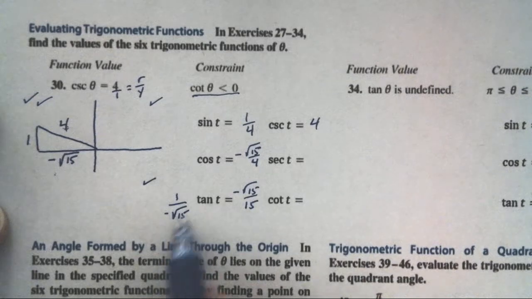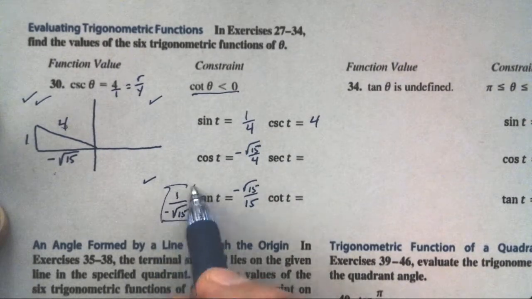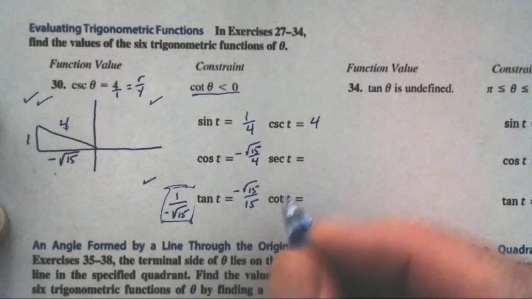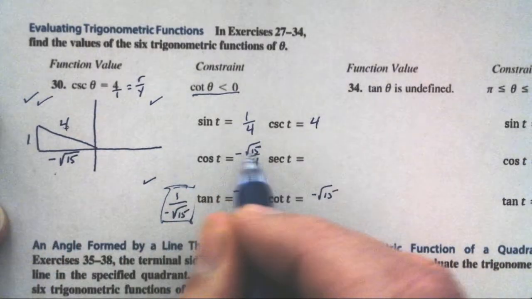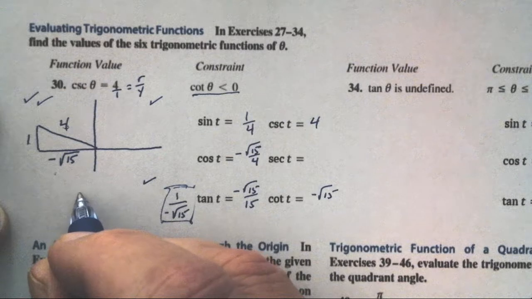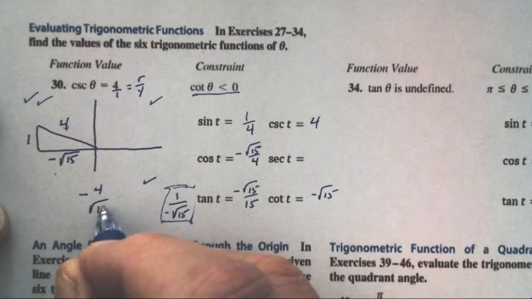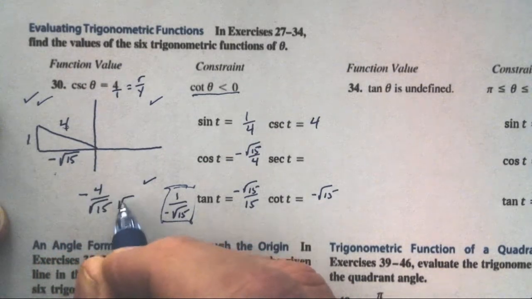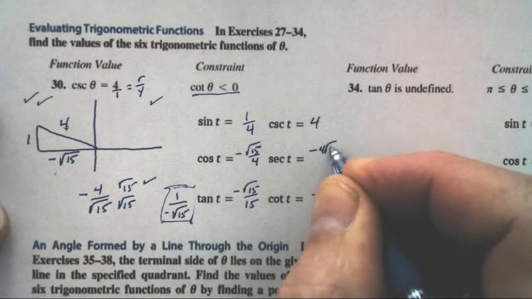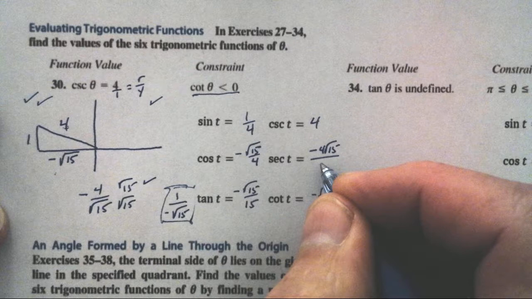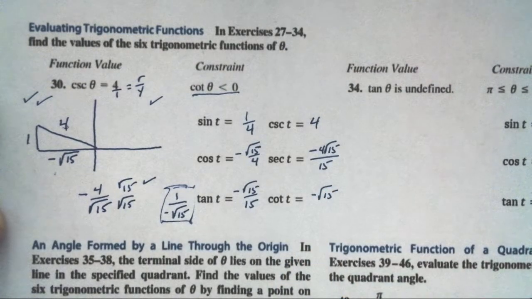Cotangent is the reciprocal of this, or this, but this one's easier to work with, negative square root of 15. And secant wants to be the reciprocal of cosine. I'll jot it down over here. -4 on square root of 15. Rationalize, square root of 15, square root of 15. And we get -4 square root of 15 all on 15.